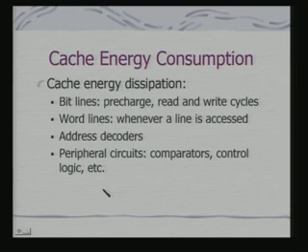Next thing is cache. Cache energy dissipation could be along bit lines. They have to be pre-charged for read and write cycles when they are being executed. Word lines, whenever a line is accessed, then you have to have address decoders. Then you have to have peripheral circuits which do the comparators to know whether the data is there in the corresponding locations using the tag information and the control logic. So, all these are sources of power consumption in cache.